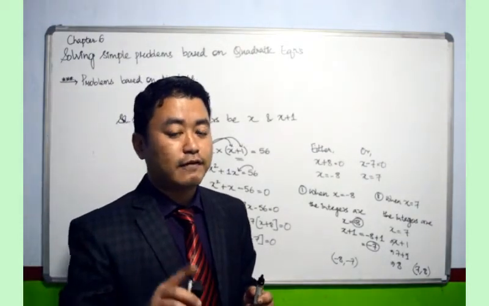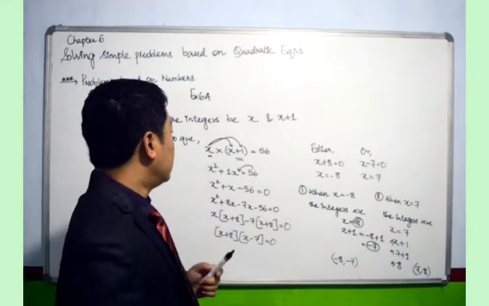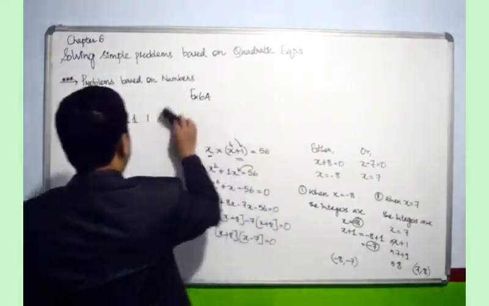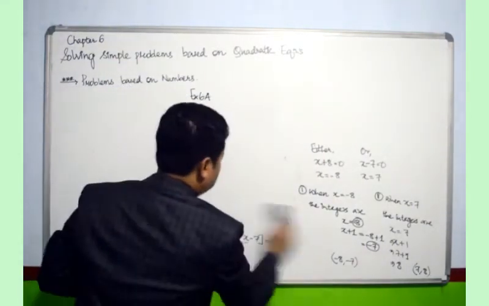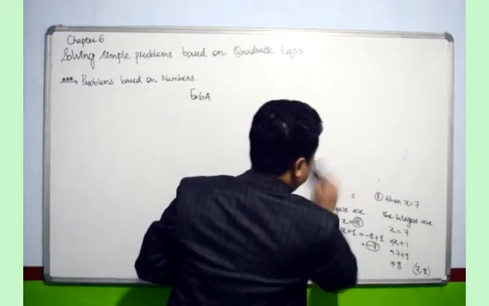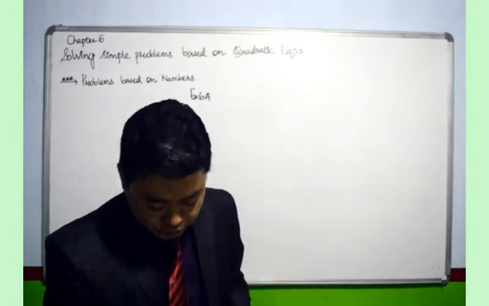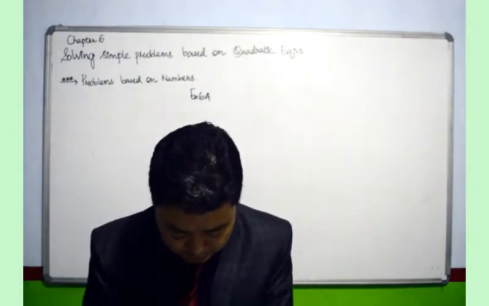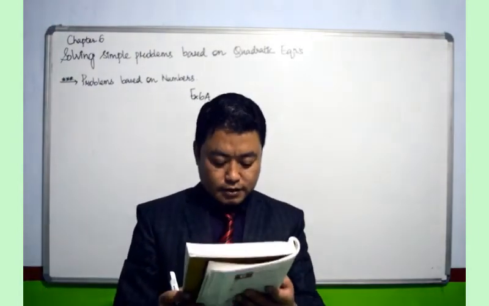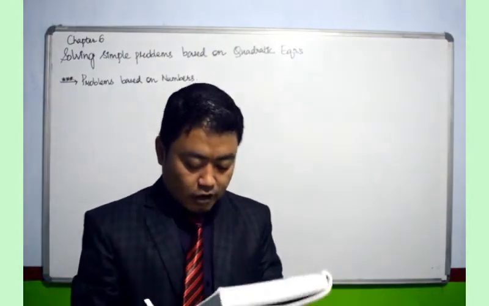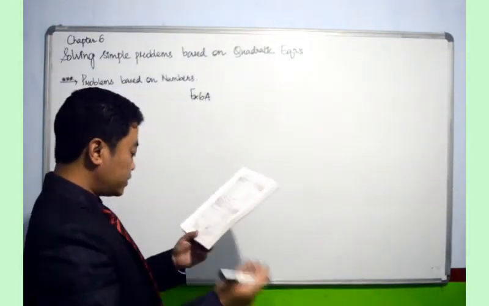From there onwards, you have to solve by yourself. Okay? So I hope you kids have understood this one. Now the next one, what we have is question number 2. The sum of squares of two consecutive natural numbers is 41.